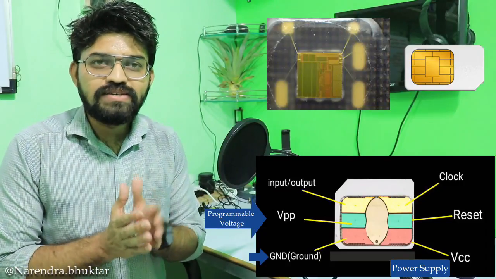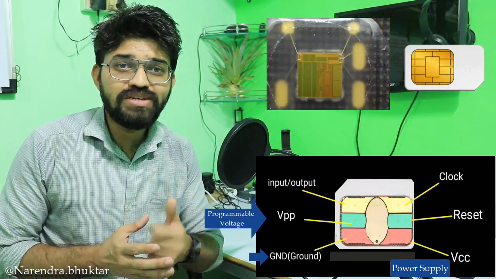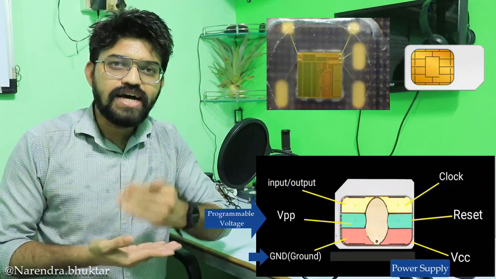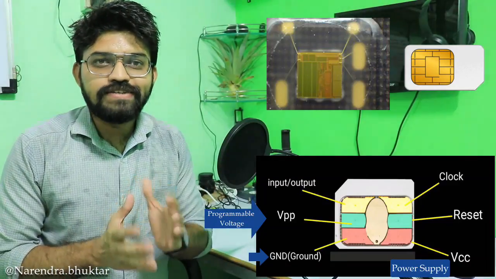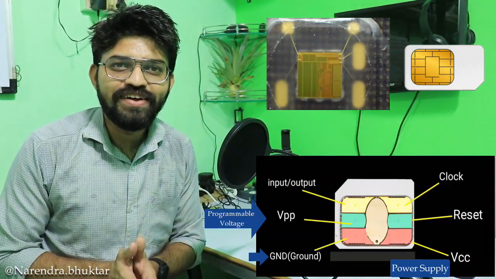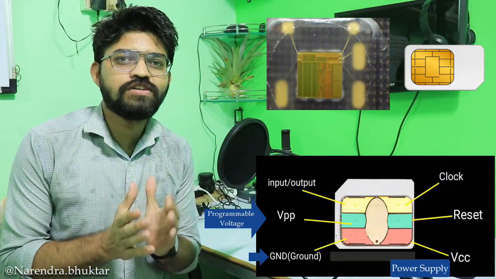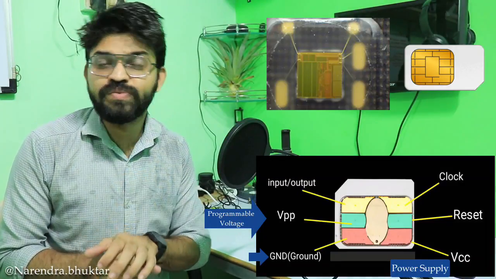This particular RAM is the temporary storage, whereas the ROM is the permanent storage. And the last one, the EEPROM, is the user modified read-only memory. So friends, we have seen the internal structure of the SIM card.